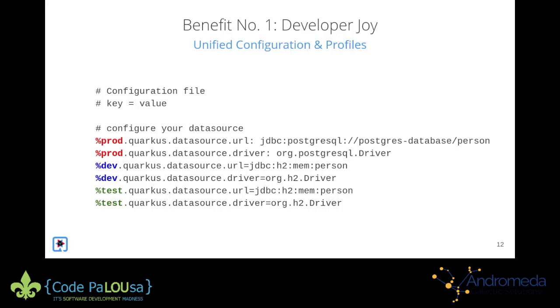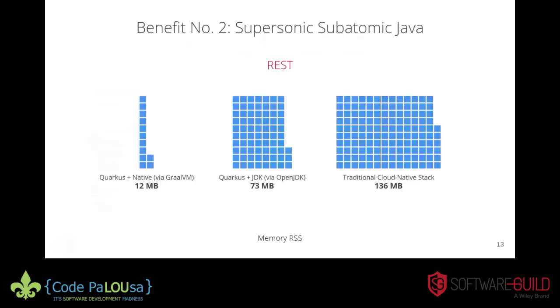Okay, so we've touched on developer joy. Let's go down to the next benefit, which is speed and size. Going back to that tagline, Supersonic, Subatomic, Java. So here are some metrics that we share often around the size of an application that's running in a traditional stack, as you can see on the far right. So this is a traditional stack that probably many of you are using today. It's got kind of a green logo.